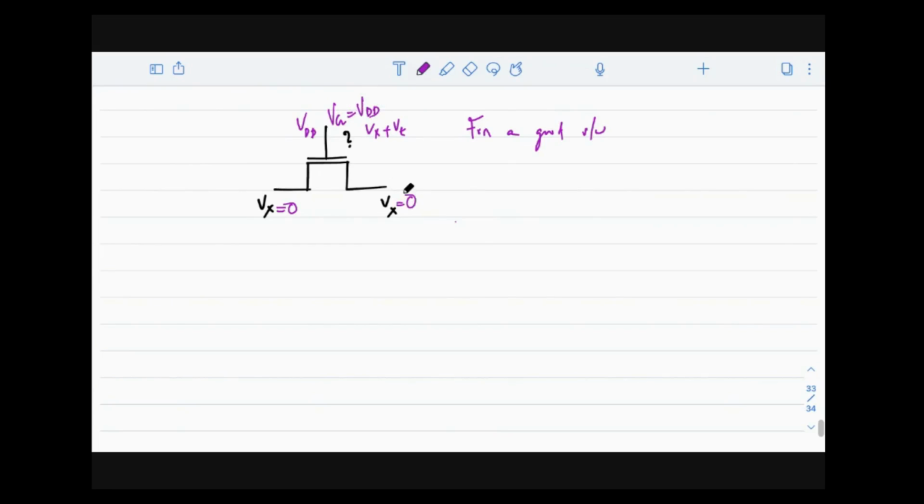Now the point we need to understand is, if Vx is non-zero, what is the appropriate gate voltage? What do you think? If Vx is 0, we can give VDD. If Vx is not 0, what can be the appropriate voltage?